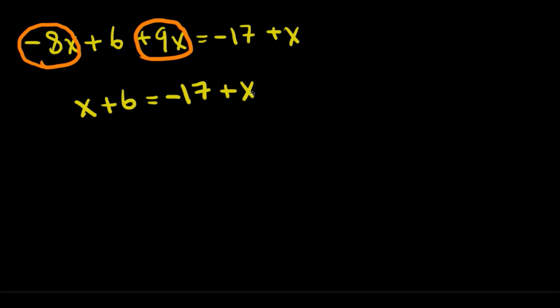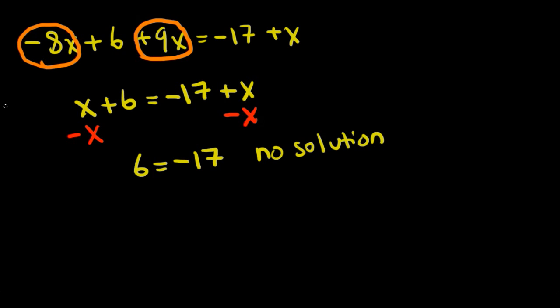And now we want to move the x to one side, so we want to subtract x from both sides. Again, in this problem, like the previous one, when we subtract x from both sides, both the x's get canceled out on both sides. And we are left with 6 equals negative 17. But we know that 6 cannot equal negative 17, so that statement is false, therefore making it no solutions to the equation.